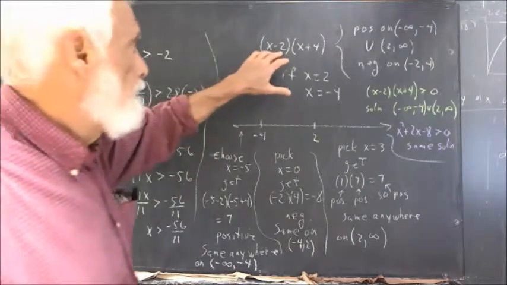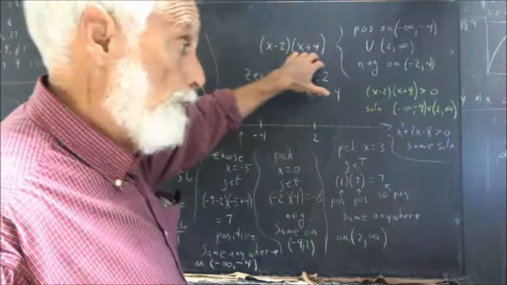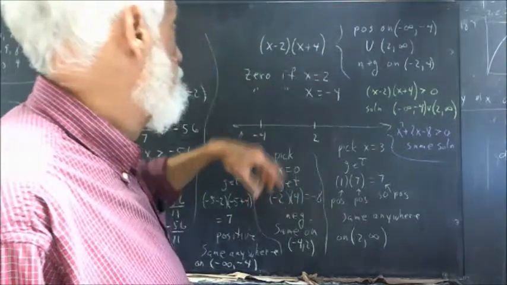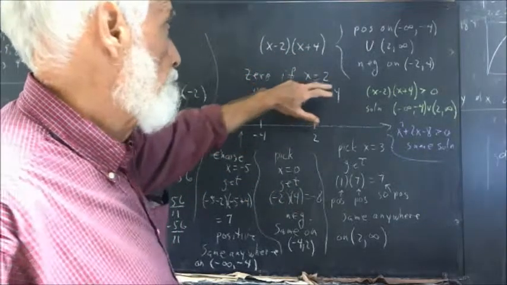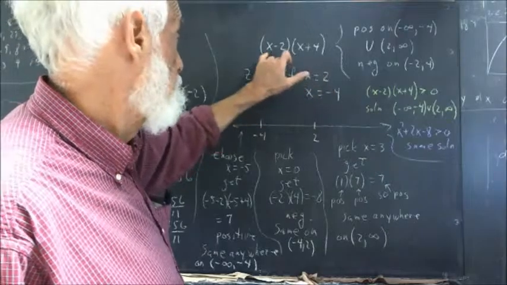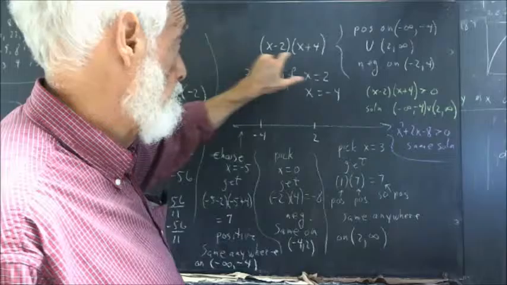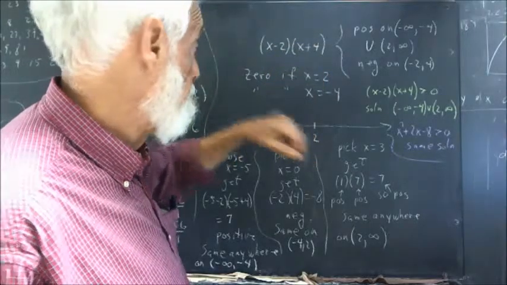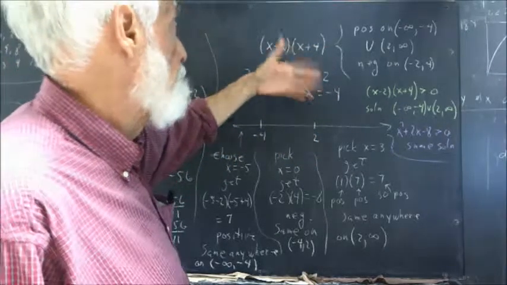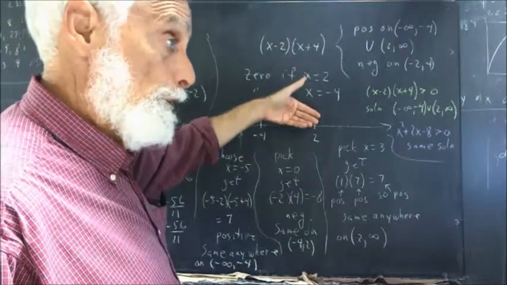We consider the expression (x − 2)(x + 4), and we note that this expression is 0 if x equals 2, because 2 minus 2 is 0, and it doesn't matter what x plus 4 is. When you multiply by 0, you're going to get 0. Okay, and then the question was what other value of x would give you 0.